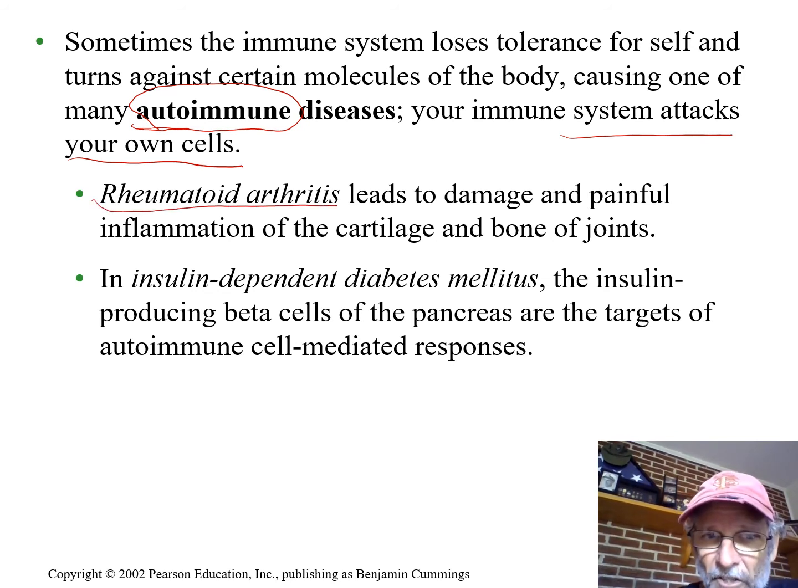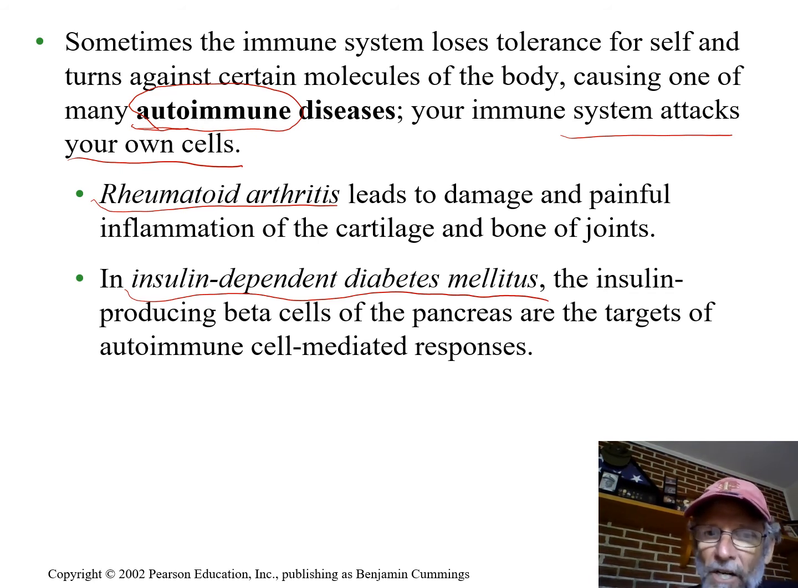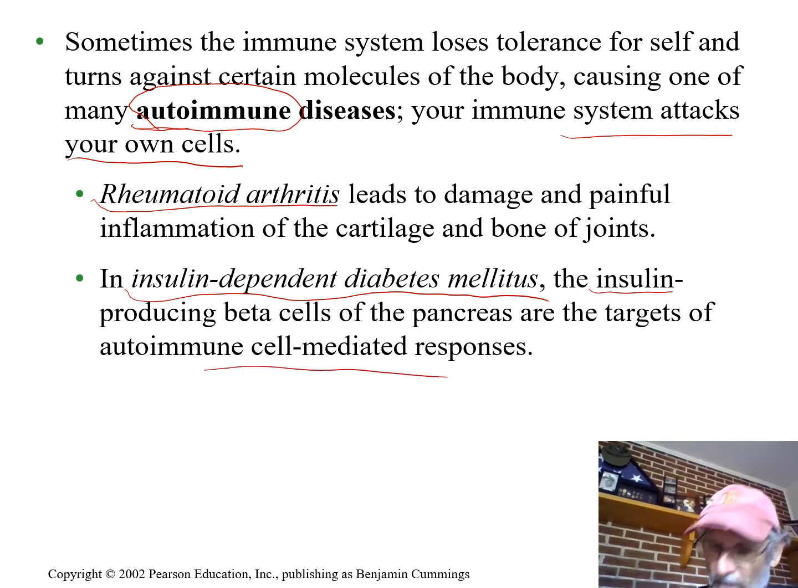Arthritis is an inflammation of joints. One kind, this kind, is caused by your white blood cells attacking cartilage cells in your joints. And then you have a kind of diabetes that is also because the insulin producing cells in your pancreas are being attacked by your white blood cells.